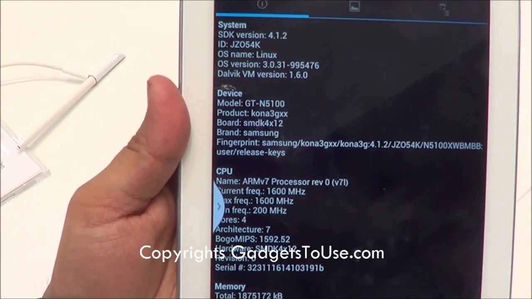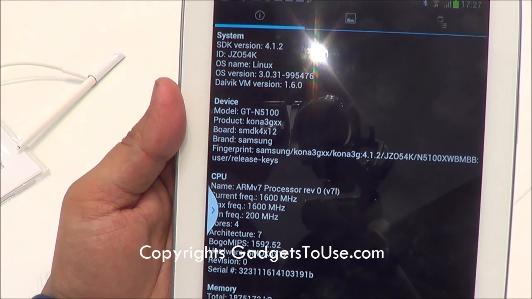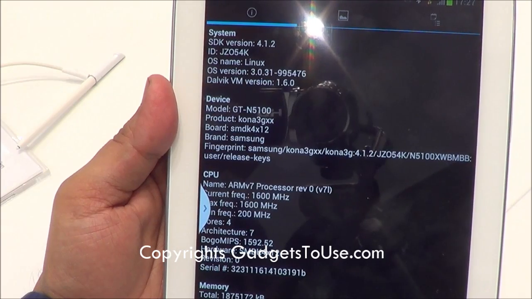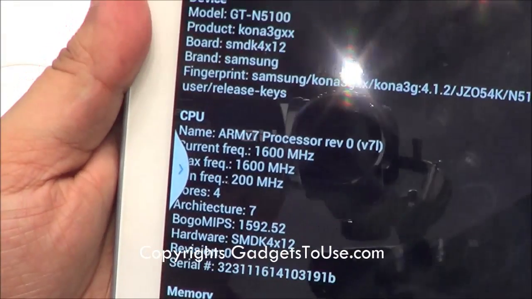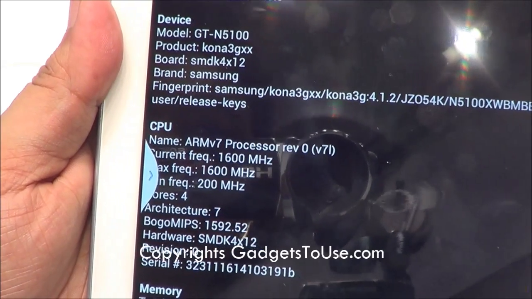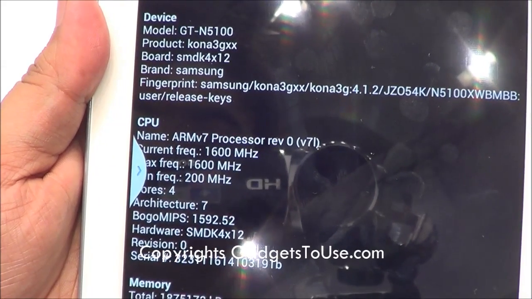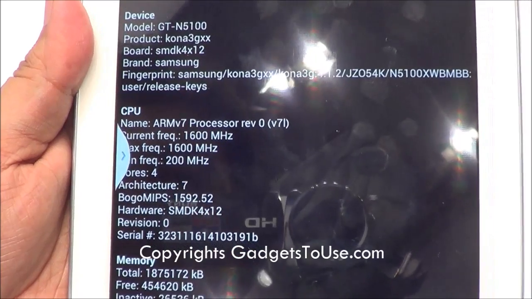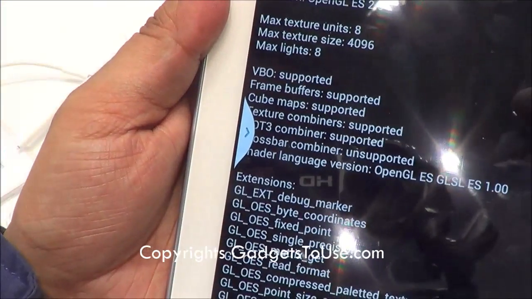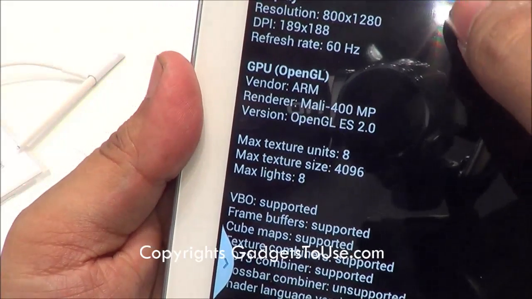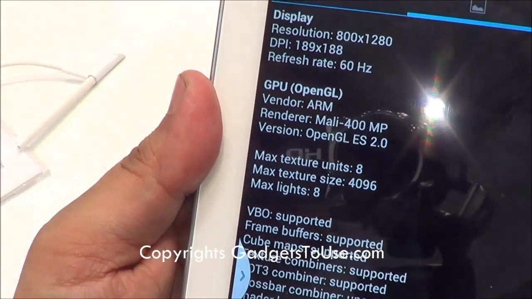System information on Samsung Note 8. You have the device information over here, and you have the SDK information and the processor. As you can see, it is an ARMv7 processor, and the current frequency is this much. And if we talk about the hardware, you have other details about memory as well. And if we take a look over here, the display resolution is 800 into 1280, as you can see.